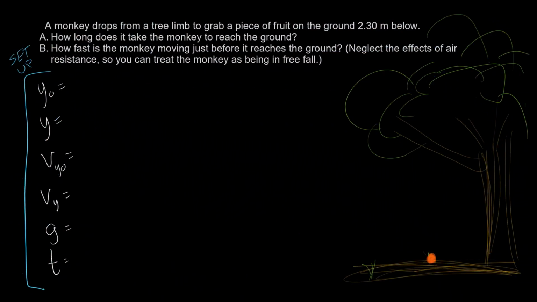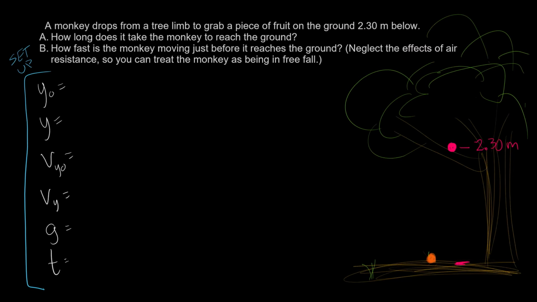In this first example, we're going to look at a monkey dropping from a tree to grab a piece of fruit. And the monkey starts 2.3 meters above the piece of fruit. So here's our monkey, okay? I've beforehand created a nice picture: there's the fruit on the ground, and here's the tree that the monkey's in. And we know that the monkey begins at 2.30 meters.